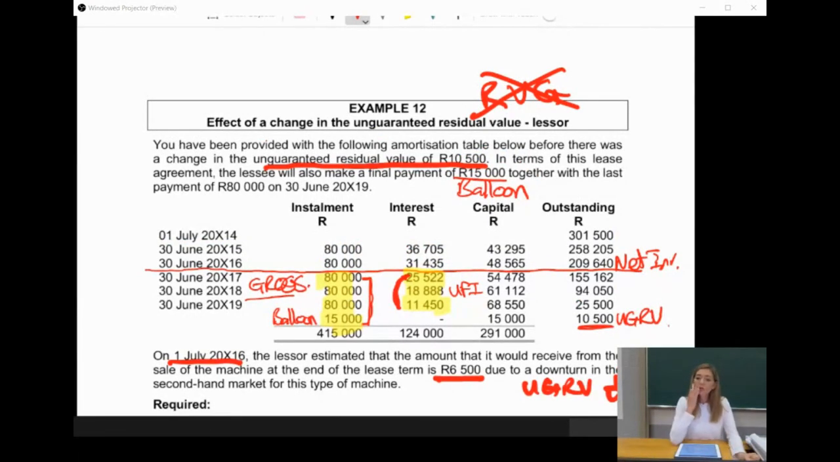So in the other examples we only used the 15,000 and did not add, because in the other examples the 10,500 was part of the 15,000. In this example we've got the 15,000, and then we're saying no, now it's a balloon payment, and the unguaranteed residual value is an additional amount. So just watch out for that. The amounts are the same, but they don't represent the same things in these two examples. That's also why example 12 does not say use the same information from example 9. It's completely different. Good.